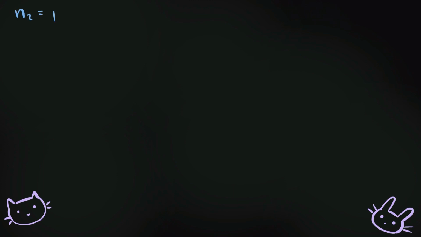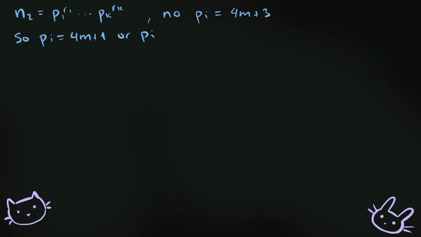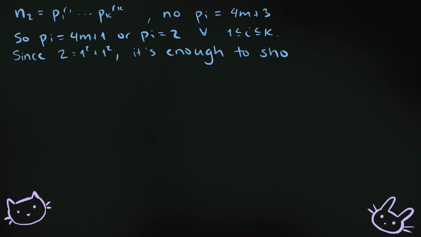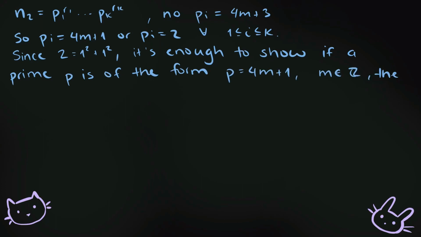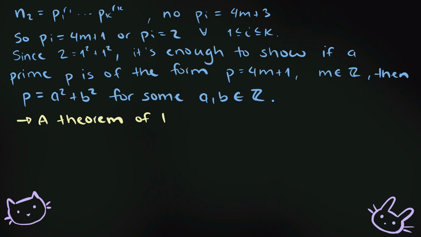So you can verify this formula I wrote. Okay, so let's write our n2 into a prime factorization with these primes p1 to pk, and none of them are of the form 4n plus 3. So that leaves us with each of these pi's is of the form 4n plus 1 or 2. And 2 is a sum of squares clearly because 2 is equal to 1 squared plus 1 squared. It's enough to show if a prime p is of the form 4n plus 1, then p is equal to a sum of two squares. So then, because all of these will be a sum of two squares, their product will also be.